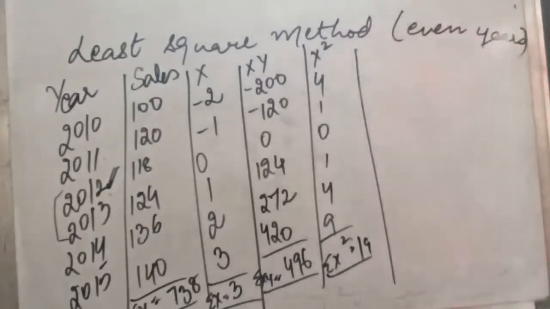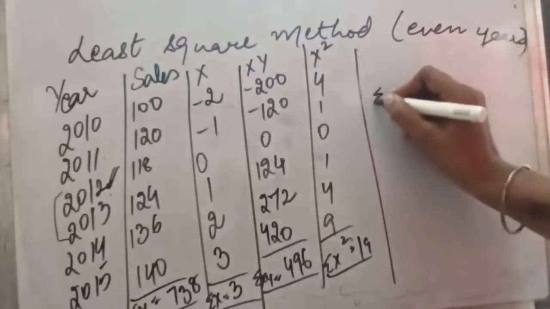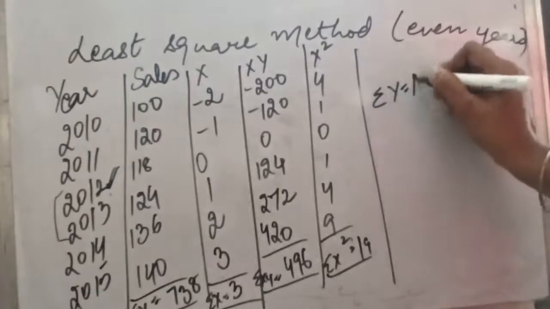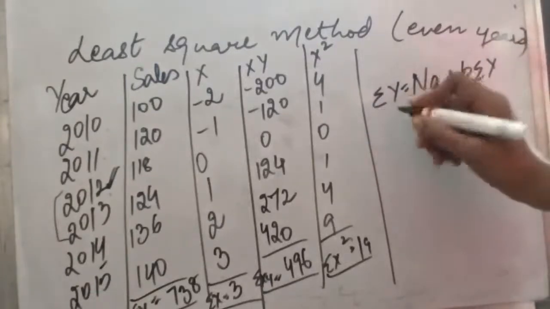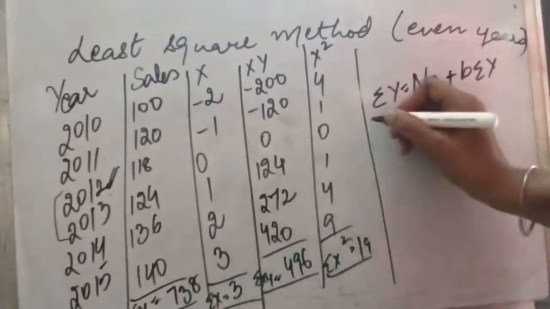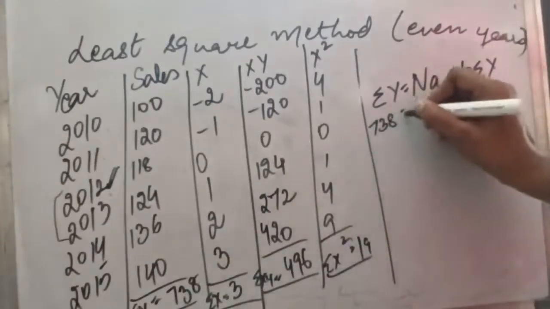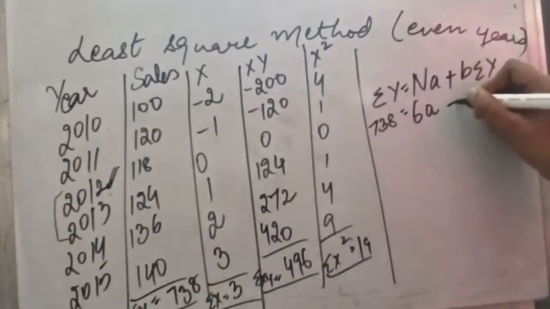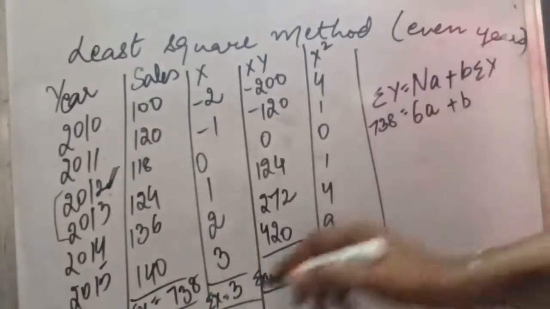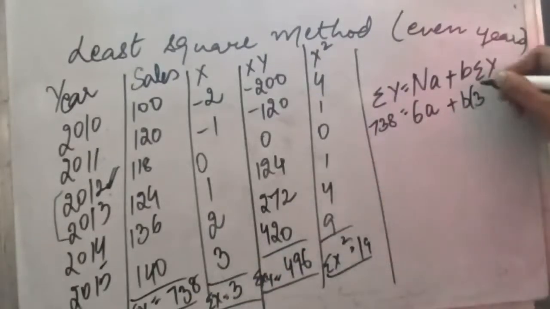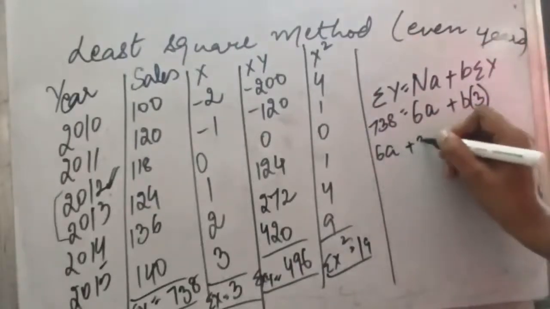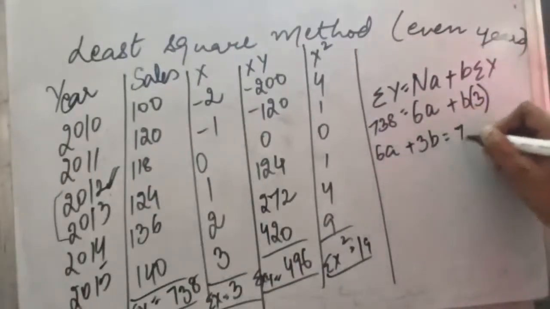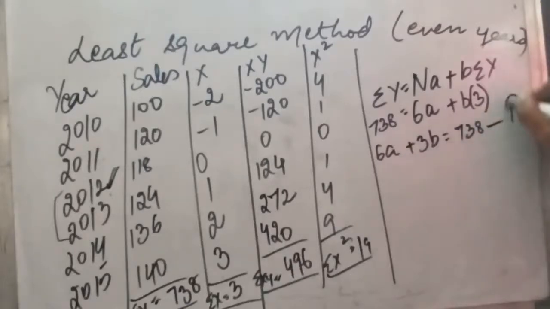We will move ahead in the same way as we were doing. Our second equation was sigma y is equal to na plus b sigma x. Sigma y here is 738, n is 6 years, so 6a plus b sigma x. Now sigma x here is not 0 because we have not taken the base year. So from here you will come across an equation. This will become our equation number 1.